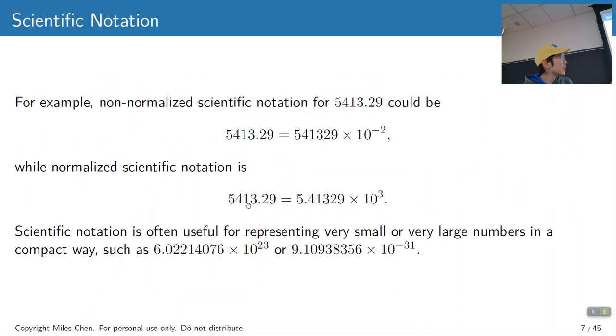Okay, so that number 5,413.29 can also be represented as 541,329 times 10 to the minus 2. Now this is technically scientific notation, but that's weird.